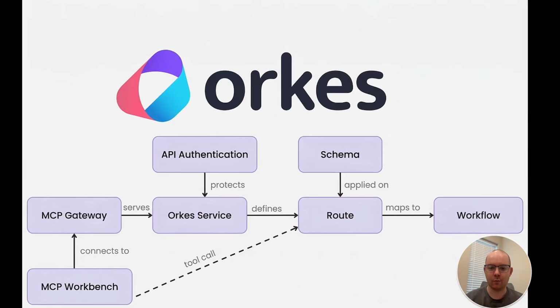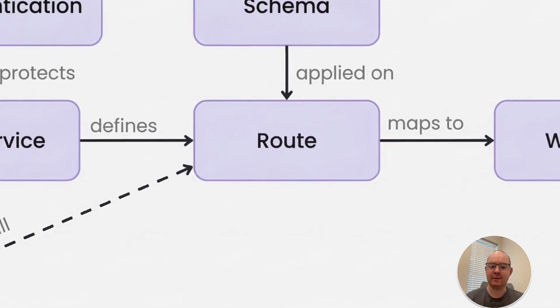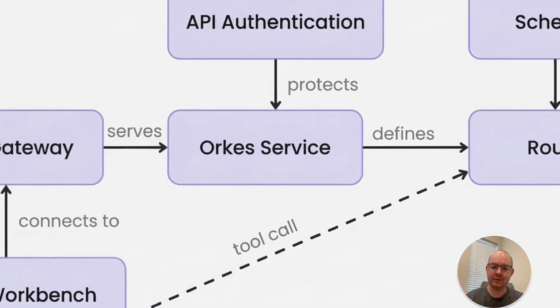A workflow orchestrates the steps required to create the ticket. The output of that would be the ticket created with, say, a corresponding identifier. A route then exposes an endpoint that triggers this workflow. And the route is grouped within an Orkes service, and that service packages related ticket APIs for external access.